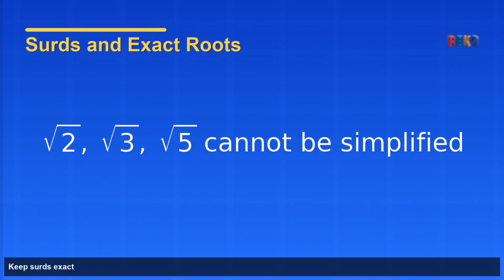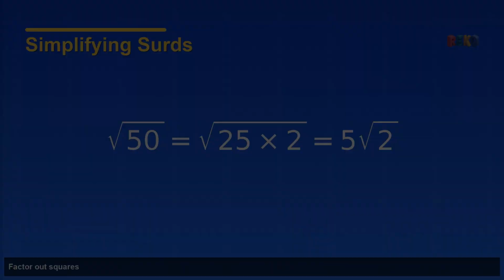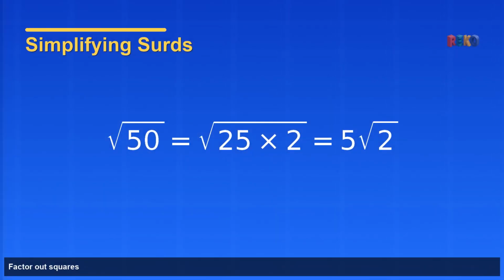When a root cannot be written as a whole number or fraction, it's called a surd. We leave it in root form for exact answers. To simplify a surd, look for perfect square factors inside the root. The goal is to take out any number whose square you already know.